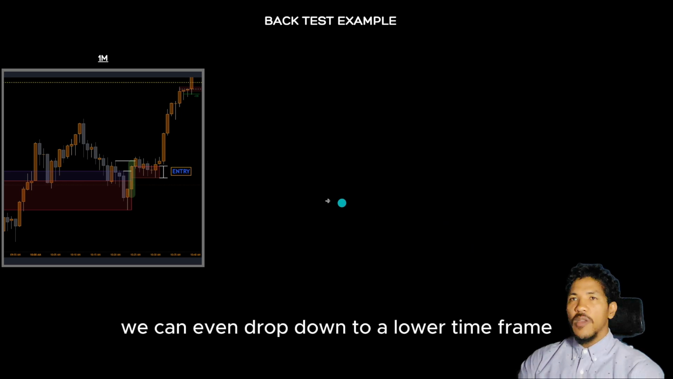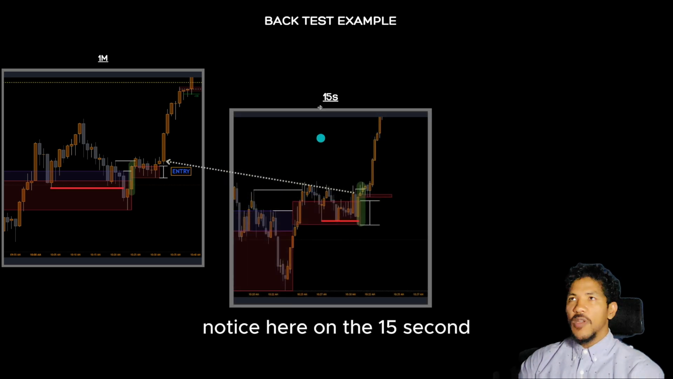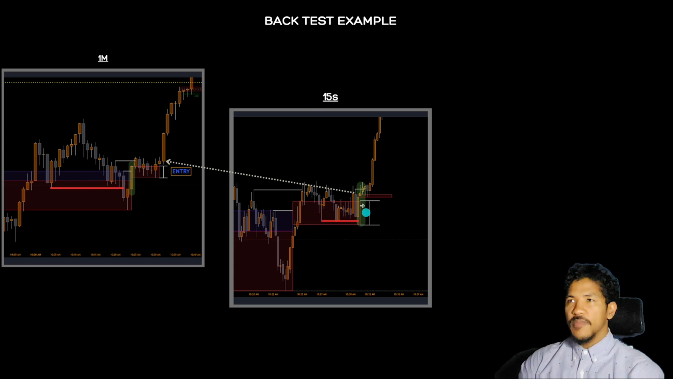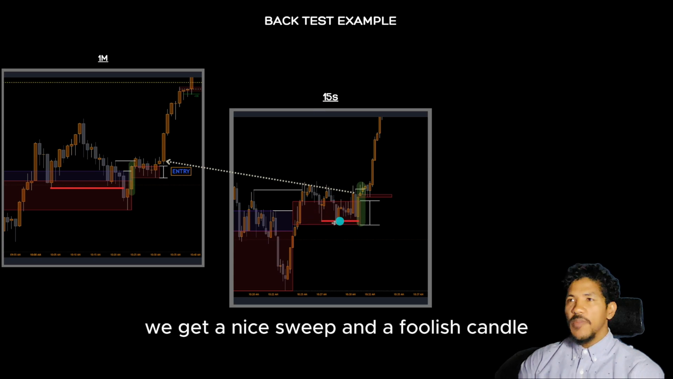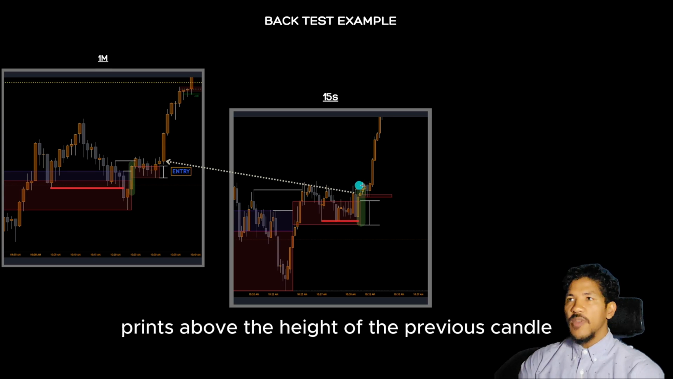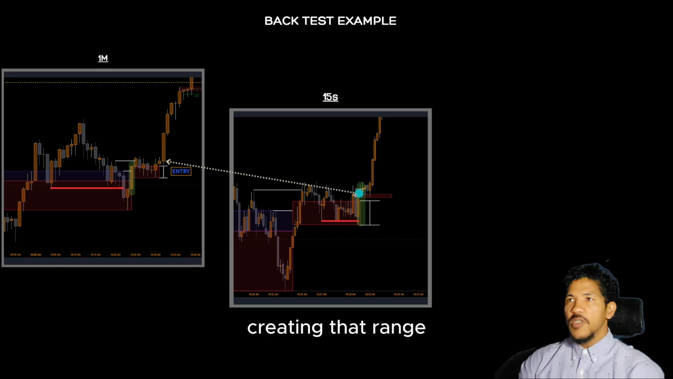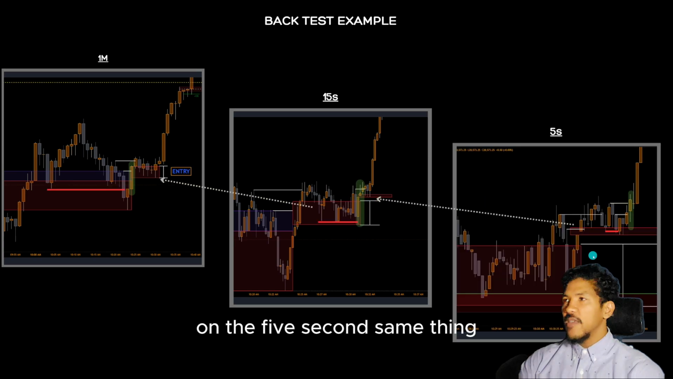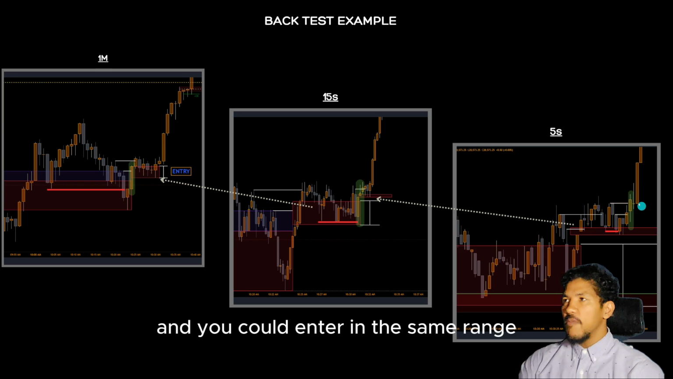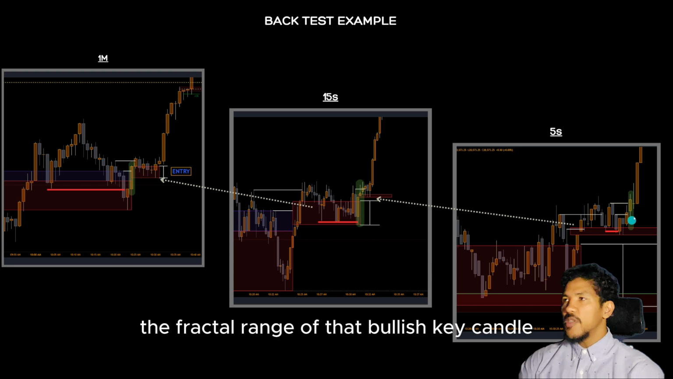Because we're on side, we can even drop down to a lower time frame. Notice here on the 15-second, we get a nice sweep and a bullish candle prints above the high of the previous candle, creating that range. And in this case, a small fair value gap. On the 5-second, same thing, a nice sweep, and prints a bullish candle above the highs of the previous candle. And you could enter in the same range, the fractal range of that bullish key candle.